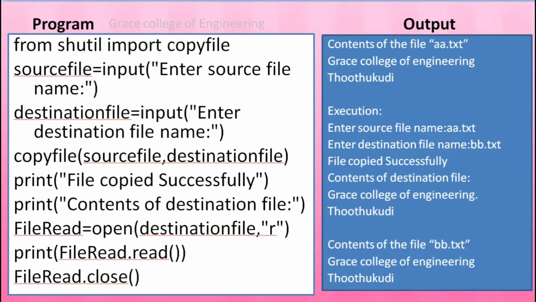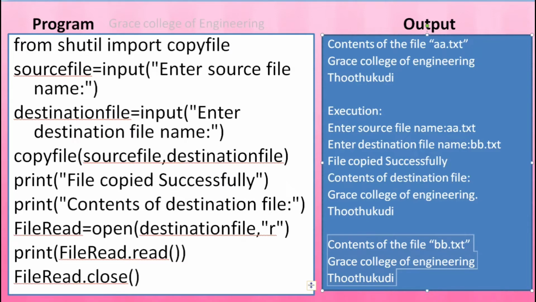Here you can see the output. First, the content of the text file aa.txt is Grace College of Engineering, Thoothukudi. After execution, first you enter the source file and destination file. Then 'file copied successfully'. The contents of the destination file is Grace College of Engineering, Thoothukudi. After that you can open the text file and we can see it.